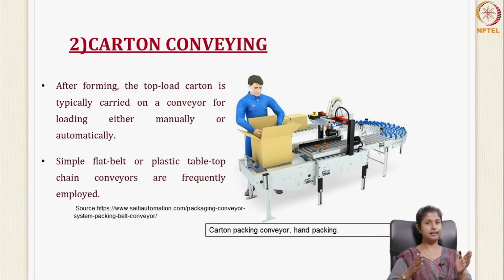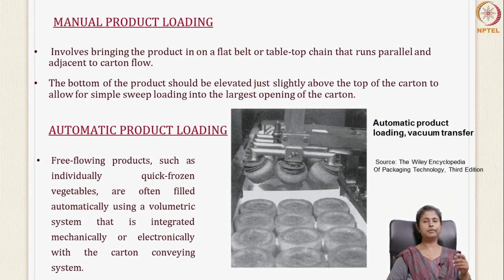Now once the cartons are formed, the next part is conveying them over the conveyor belt. The top load carton is typically carried on the conveyor belt for loading manually or automatically. Simple flat belt or plastic tabletops are usually used as the conveyors, and this is used to convey the formed cartons to the next section. Now in the manual loading, you bring the product in the flat belt and that runs parallel along with the carton flow, and you can manually add the product into your cartons.